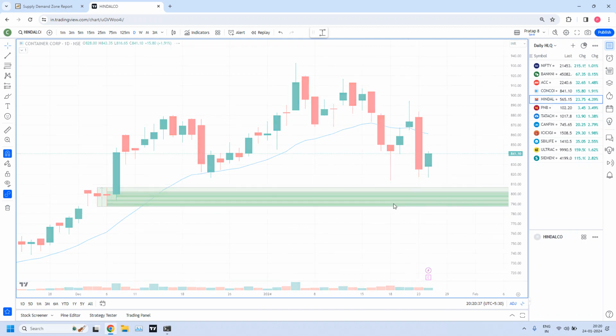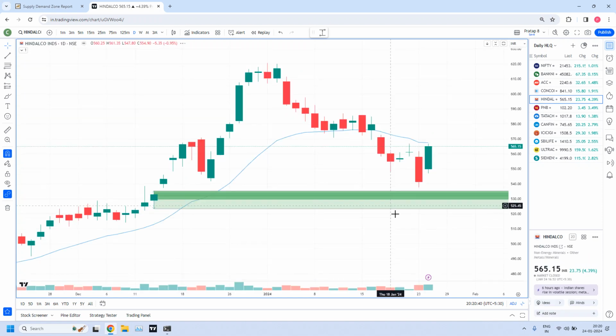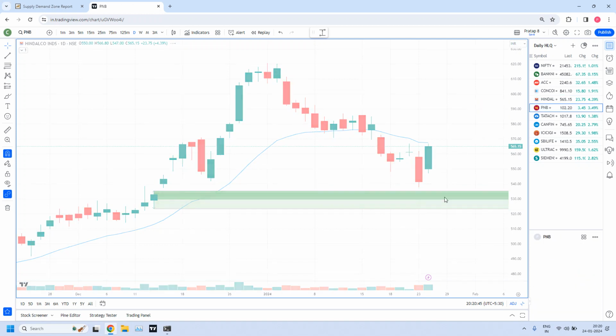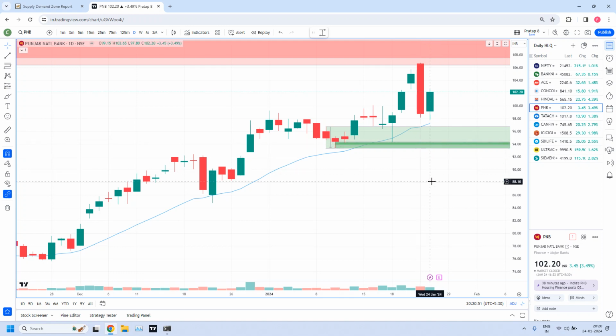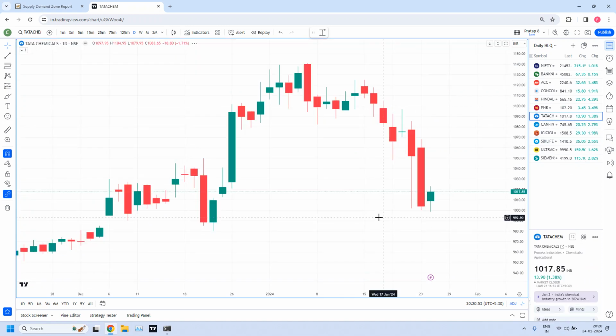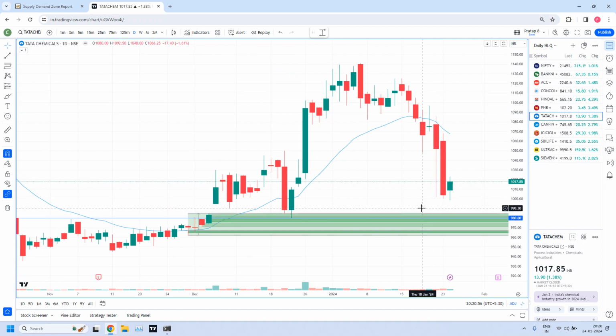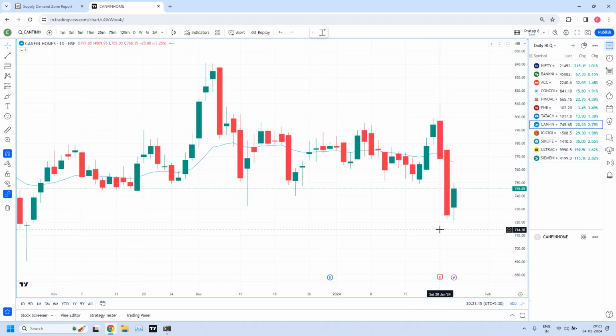Then next one is Hindalco. Hindalco also we did not get the entry. This is also a daily high liquidity demand zone. And next one is Punjab National Bank, PNB. This also we did not get the entry today. This is also a high liquidity demand zone. Next one is Tata Chemicals. Even Tata Chemicals we did not get the entry. So all these daily high liquidity zones, we missed the entries. We didn't get an opportunity. But in 75 minutes, two stocks we got the opportunity. So let us look into the 75 minute zones.